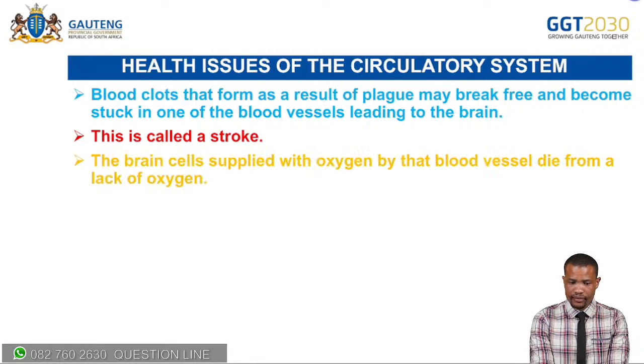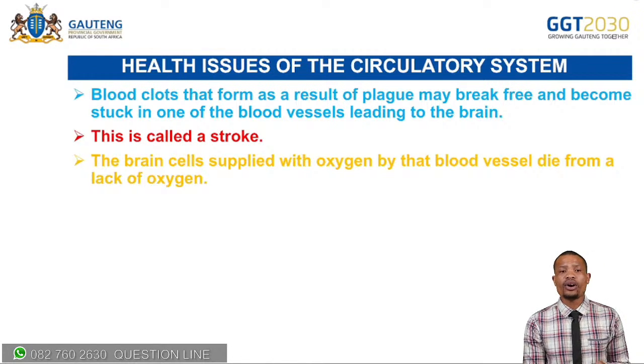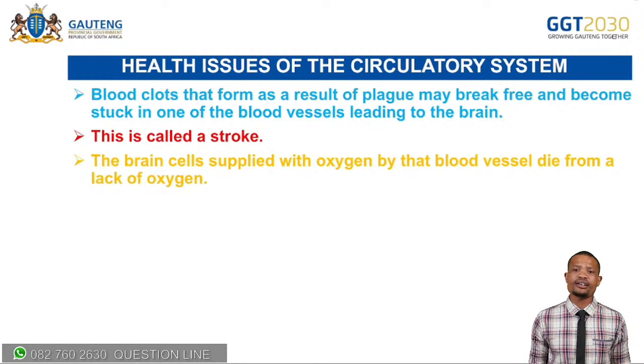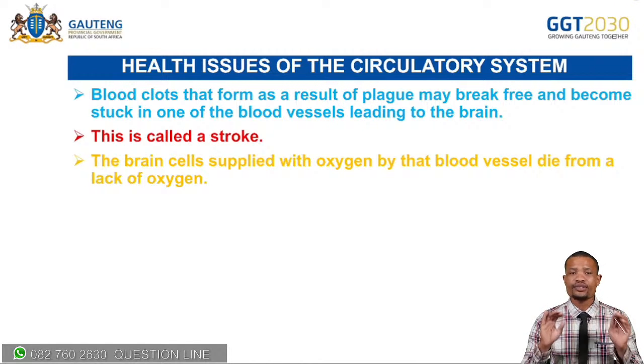Okay, so the brain cells supplied with oxygen by the blood vessels will die from a lack of oxygen. Whenever cells don't get oxygen, they die. Why? Because now there is nothing to assist in the breakdown of the food to create energy. So the cells just begin to die, because now they can't produce energy to keep the body alive. Okay? It doesn't matter which part of the body. If there's a cell that's not getting oxygen in your body, that cell will die.